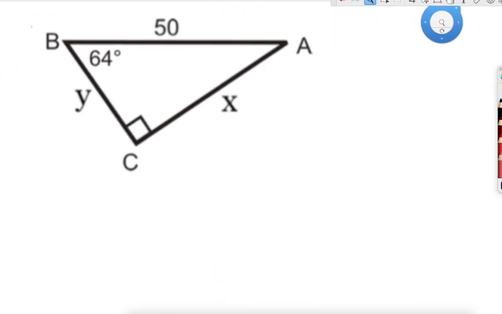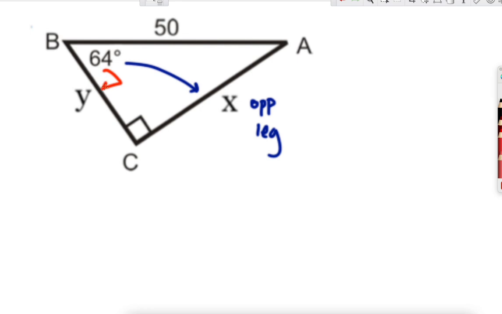All right, this is not a special triangle. We're going to have to use SOHCAHTOA. And so let's see, we have 64. X is the opposite leg. Y is the adjacent leg. 50 is the hypotenuse. So let's do x first.